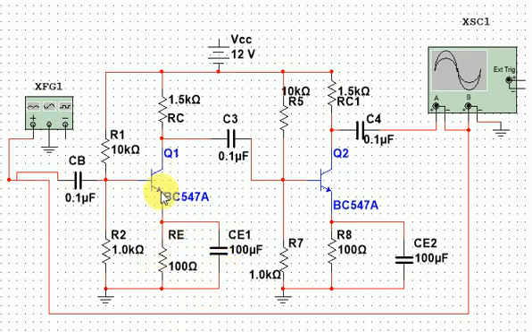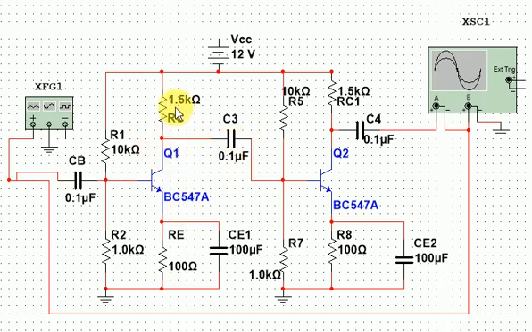Now let's see what is the use of this coupling capacitor. First of all, it will only allow AC signals to pass through it. For DC voltages, we know a capacitor acts as an open circuit because 1 upon 2 pi fC is very large. So the capacitor acts as an open circuit for DC voltages, and only allows AC voltages to pass through. So it isolates the DC biasing settings of the two stages and only allows AC signals to pass through it.